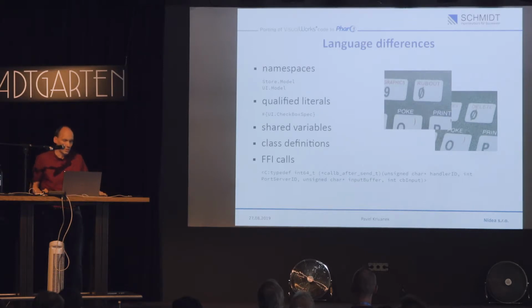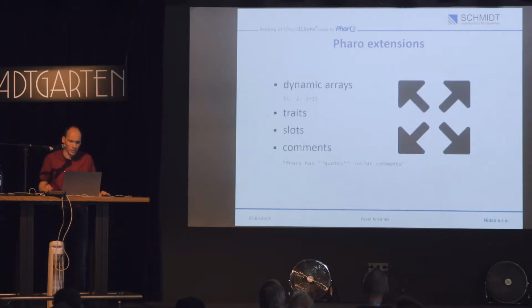What language differences did we need to deal with? The most important one is that VisualWorks has namespaces, so you can have two different methods with the same name in different namespaces. Qualified literals is a concept that is heavily used in VisualWorks for description of user interfaces, and it has no alternative in Pharo. And VisualWorks has a different approach for shared variables and different class definitions, and also very different syntax for FFI calls that we need for the Delta library.